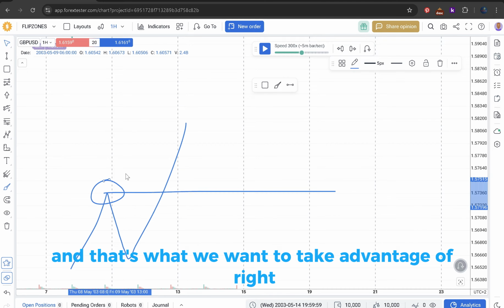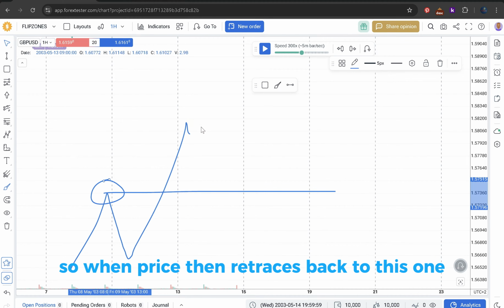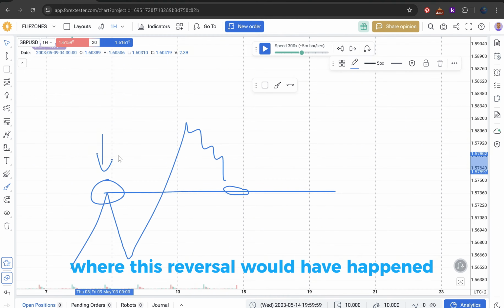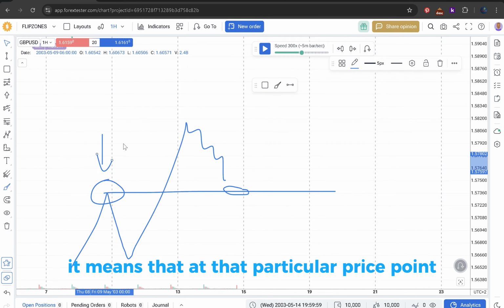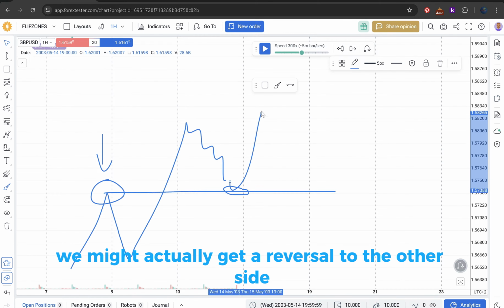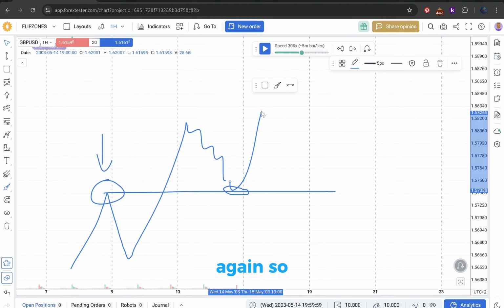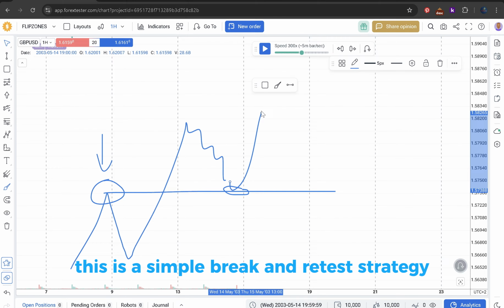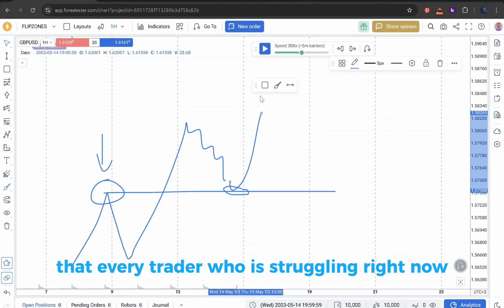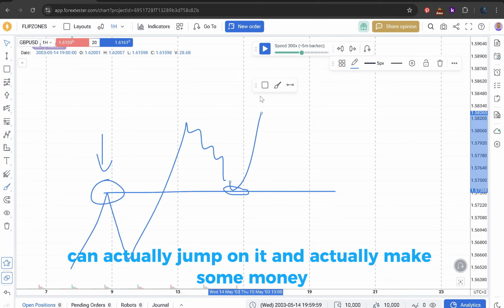That's what we want to take advantage of. When price then retraces back to this particular price where the reversal happened, it means that at that price point we might actually get a reversal to the other side again. So this is a simple break and retest strategy that every trader who is struggling right now can actually jump on and make some money.